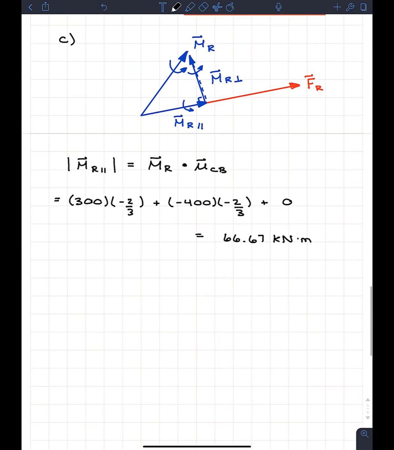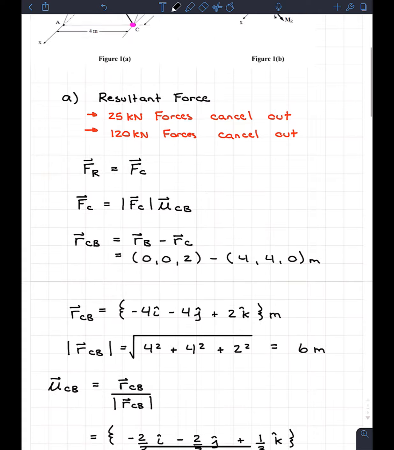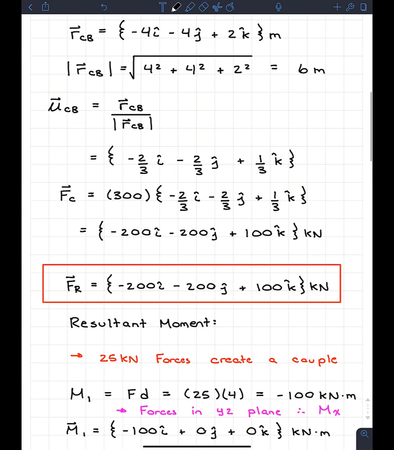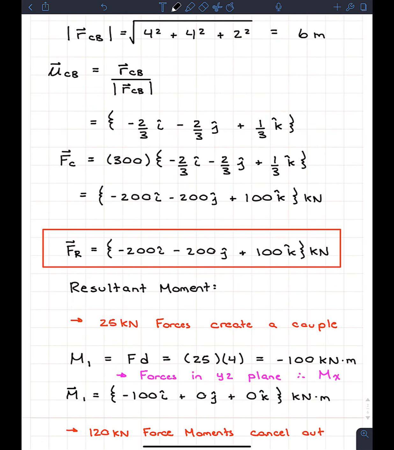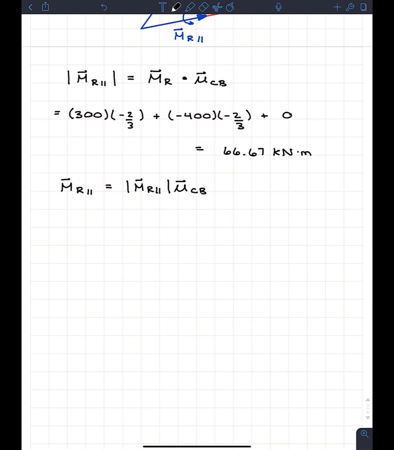But that's completely fine because remember, we can find a vector. So in this case, we want MR parallel if we know the magnitude, which we do. So MR parallel, the magnitude, and then we have to multiply it by its direction. And what's nice is its direction is going to be the same as F. So this is going to be UCB. So all I'm going to do is take that 66.67 and I'm going to multiply it into the unit vector CB, which is right here. So the negative 2/3, minus 2/3, and then plus 1/3. So what will happen is I'm going to get this.